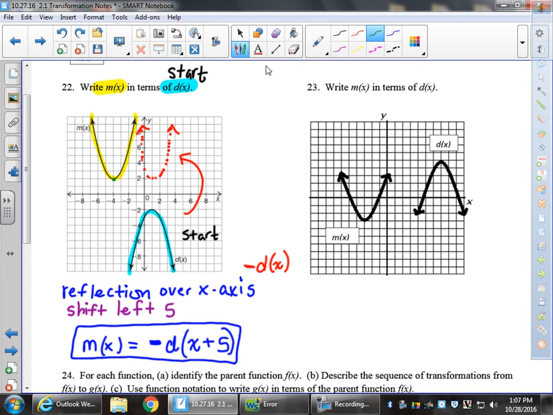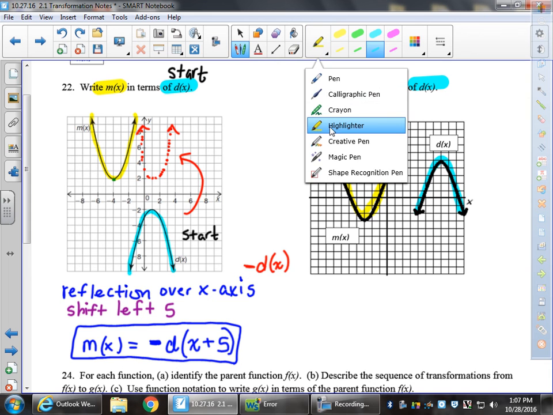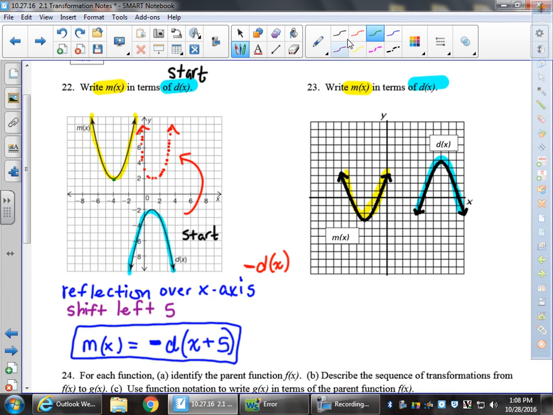Moving over to 23, process is going to stay the same. Write m of x, and I look and I find m of x in terms of d of x. And then I come over here and I find d of x. Then we ask ourselves, where am I starting? Once again, d of x is my start. So visually, I'll help myself know that by writing start over here as well.